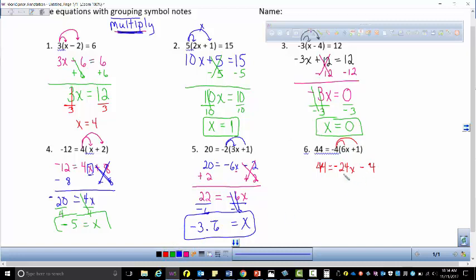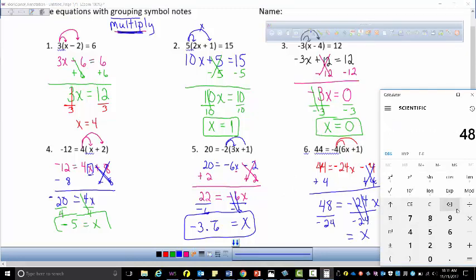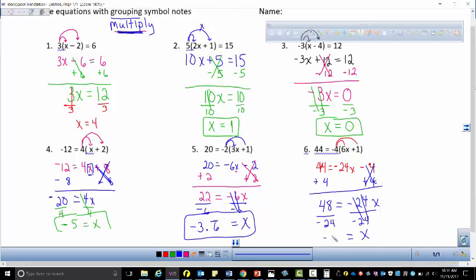And now I solve. To solve, I'm going to have to move the 4. The opposite of minus is plus 4. Plus 4. 44 plus 4 is 48 equals negative 24x. And then I'm going to divide by negative 24. These two cancel, so x equals. So now I have 48 divided by negative 24 is negative 2.